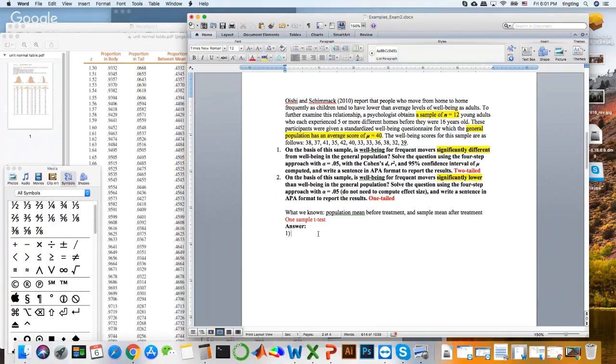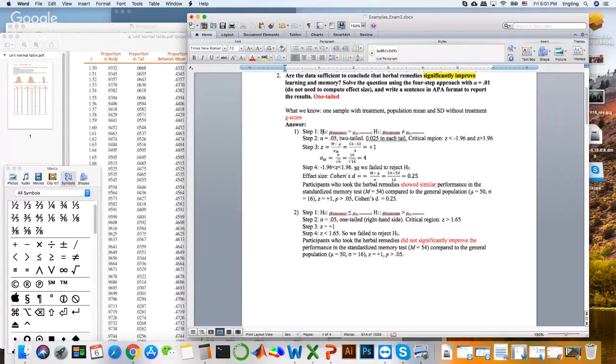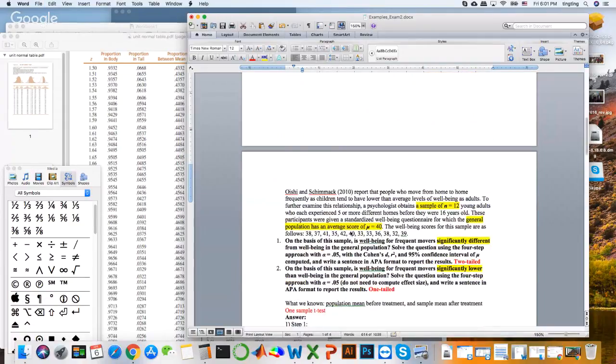So let's start with the 4-step approach. Step 1, right, state the hypothesis. Very similar. Just copy and paste this line because the hypotheses are exactly the same.